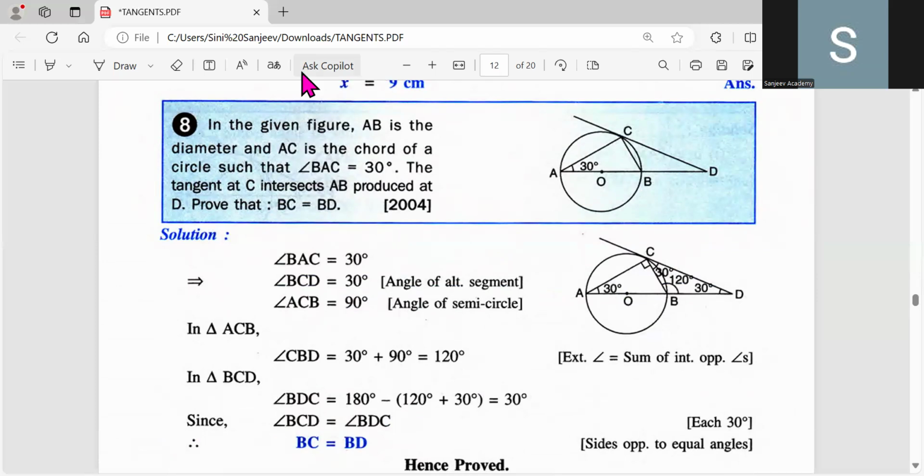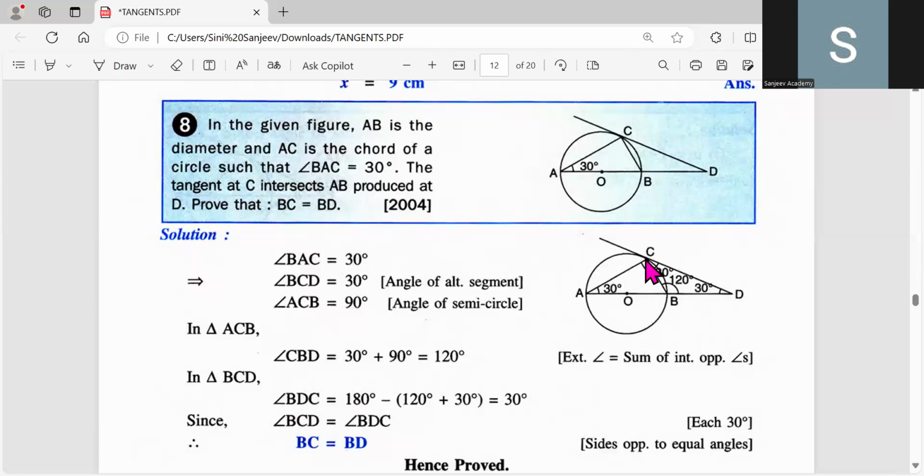In the given figure, AB is the diameter and AC is the chord of a circle so that angle BAC is equal to 30 degrees. The tangent at C intersects AB produced at D. Prove that BC is equal to BD. Correct? So first write angle BAC is given 30 degrees. So what is angle BCD? BAC is 30 degrees, BCD is also 30, angles in the alternate segment. And what is angle ACB? Semicircle, 90 degrees.